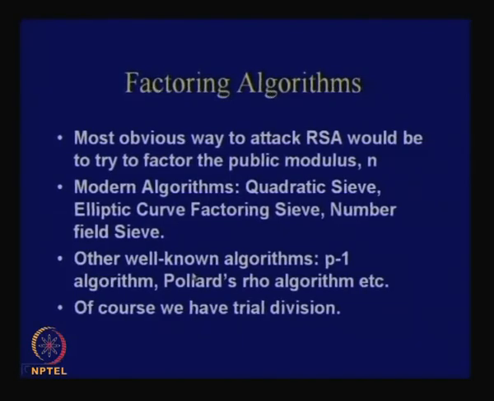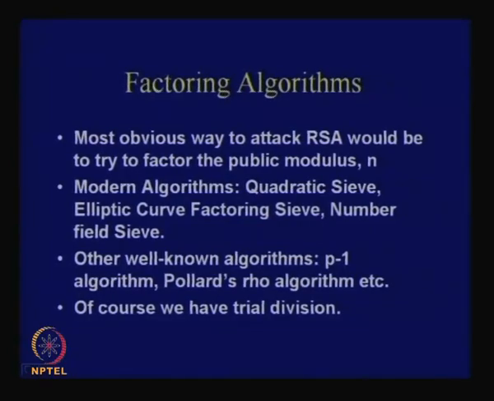The most obvious way to attack RSA would be to try to factor the public modulus. What we have discussed is that if we are able to factor the public modulus of RSA, then we shall be able to compute p and q, because n is a product of two prime numbers p and q. If we know how to factor, then we will know the values of p and q. And if we know p and q, then from there we will be able to ascertain the value of phi n also, the Euler totient function.